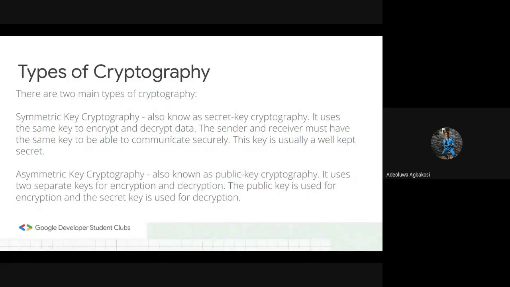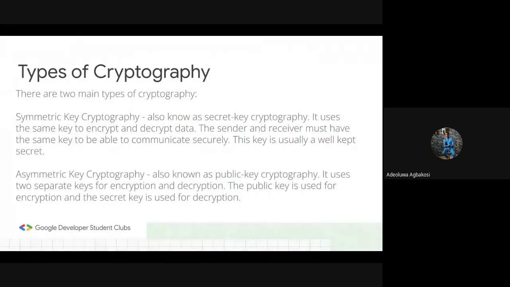As we want to change the plain text to the ciphertext, that's encryption. We make use of the secret key to encrypt the data. Now when we want to decrypt this data, we make use of the same secret key, it has to be the same, to change the ciphertext back to the plain text. So the sender and the receiver of this data must have the same key to be able to communicate securely. Now, this key is usually very well kept, like it's usually a very tight secret among both the sender and the receiver.